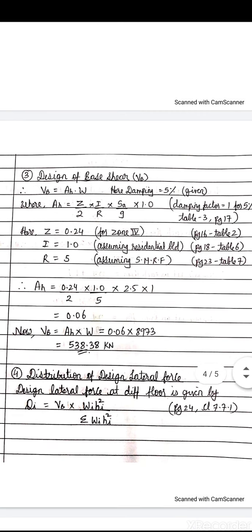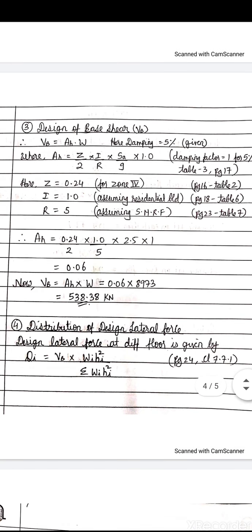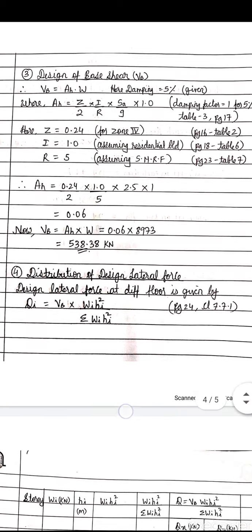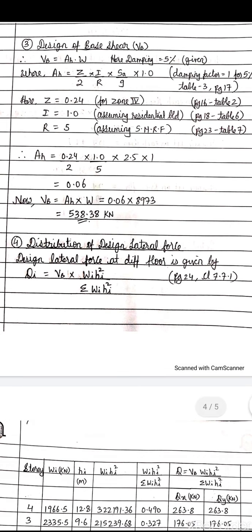So now we got the value of Ah as 0.06 and the design base shear as 538.38, where W is the total seismic weight, which we already found out. Now coming to the last step, that is distribution of the design lateral force. The design lateral force at different floors is given by, we know this formula, Qi is VB into Wi into Hi square upon summation of Wi into Hi square. This is given on page 24, clause 7.7.1.